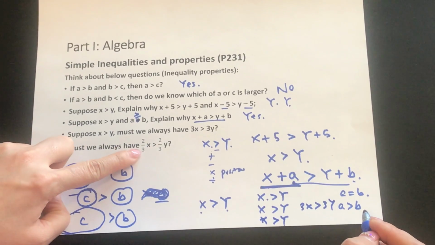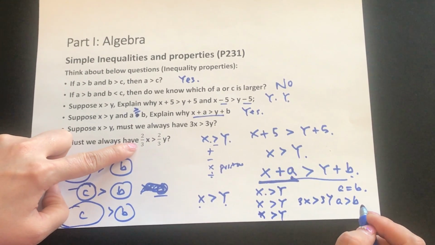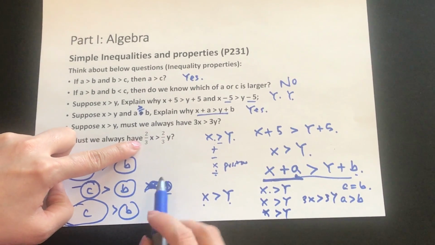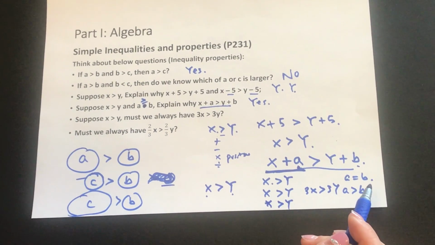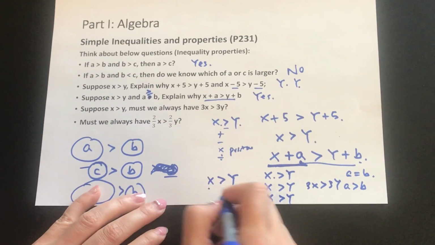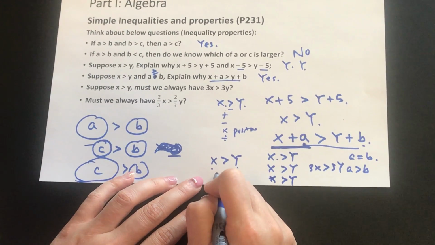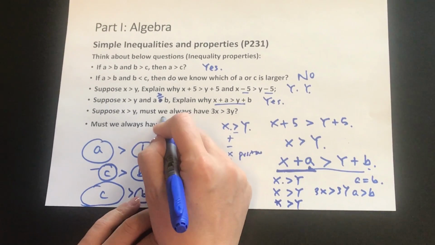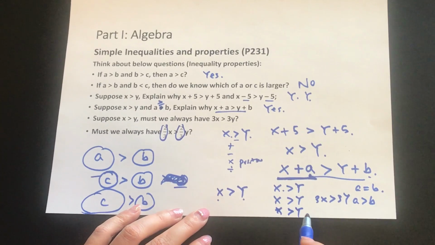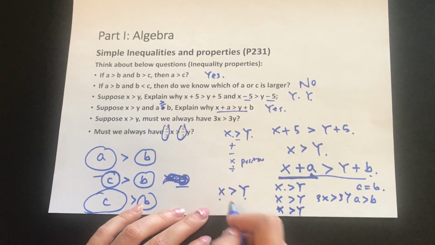Must we always have 2/3 of x greater than 2/3 of y? The answer is yes. Just as we see here, starting from x greater than y, we can multiply 2/3 to each side of the inequality without changing the sign.